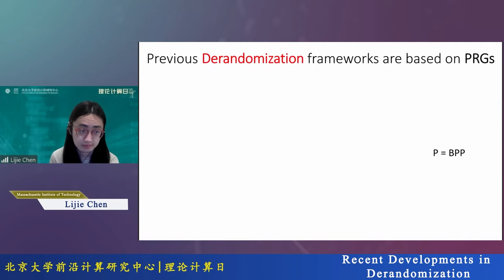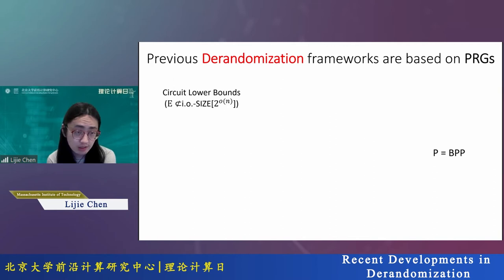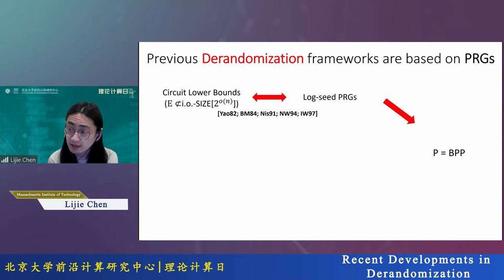Recall that we want to show P equals BPP or promise P equals promise BPP. The traditional approach starts with a circuit level bound, like exponential time does not have sub-exponential size circuits. Such circuit level bounds are equivalent to PRGs with log n seed length. Such a PRG implies generalization. But it's not clear, and it's a long-standing open question, whether generalization actually implies PRG.